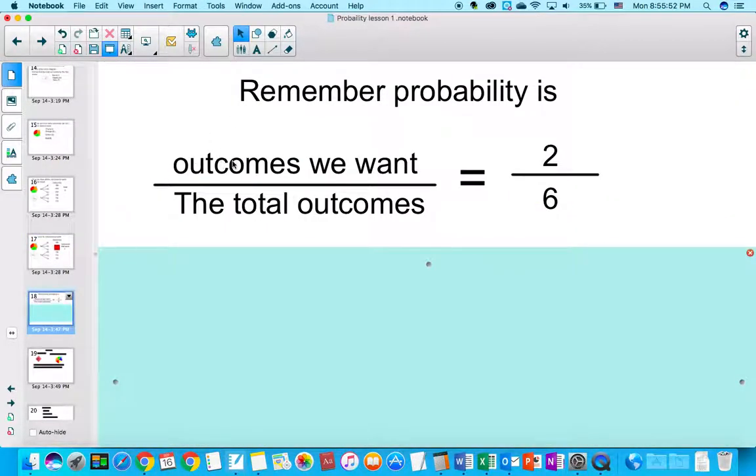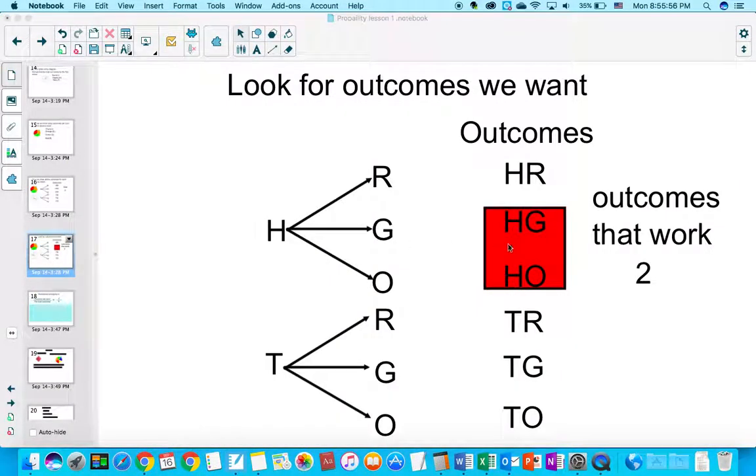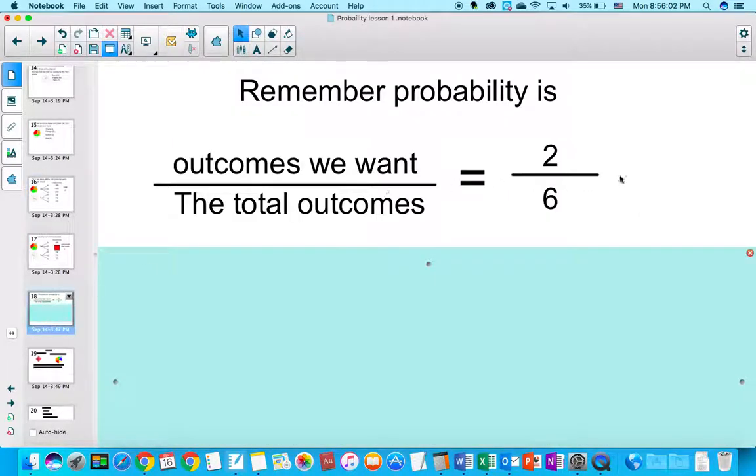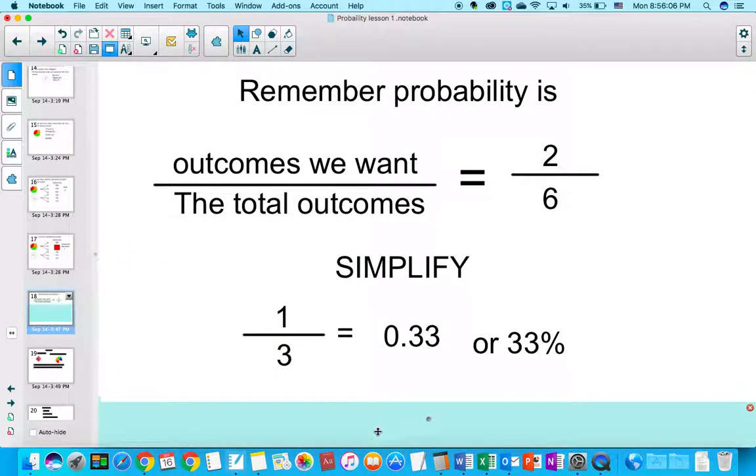So outcomes we want, total number of outcomes. Okay, outcomes we want is 2 because we found heads with green, heads with orange, and total number of outcomes is 6. So 2 over 6, which you would simplify, and you would get 1/3, which is the same as saying 0.33, or 33%. That's it. That's how you calculate percent.